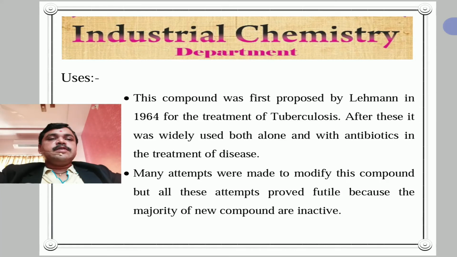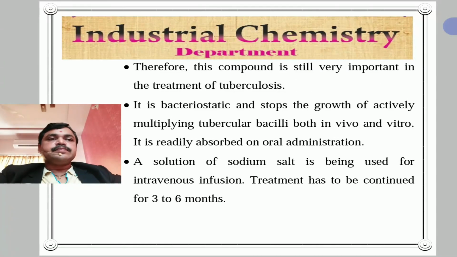This compound was first proposed by Lehmann, the scientist, in 1964 for the treatment of tuberculosis. After this, it was widely used both alone and with antibiotics in the treatment of the disease. Many attempts were made to modify this compound, but all proved futile because the majority of new compounds are inactive. Therefore, para-amino salicylic acid is still very important in the treatment of tuberculosis.